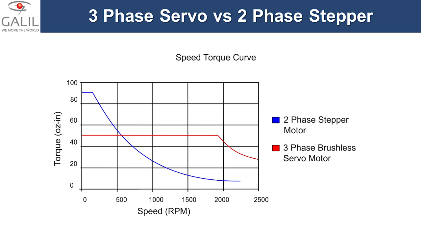The differences between a 3-phase brushless servo and a 2-phase stepper motor become clear when comparing the speed-torque data. Stepper motors can provide a great amount of torque at lower speeds, however, they are going to be limited in their overall speed. A 3-phase brushless servo motor can achieve higher speeds.